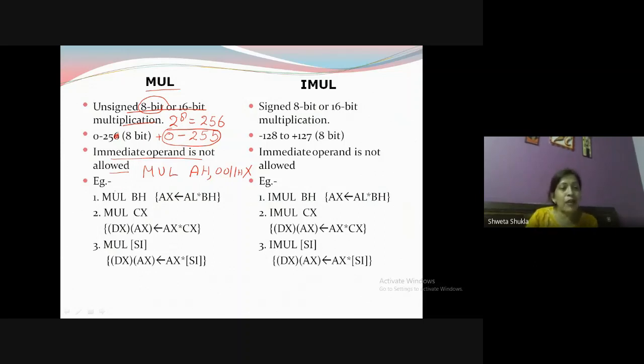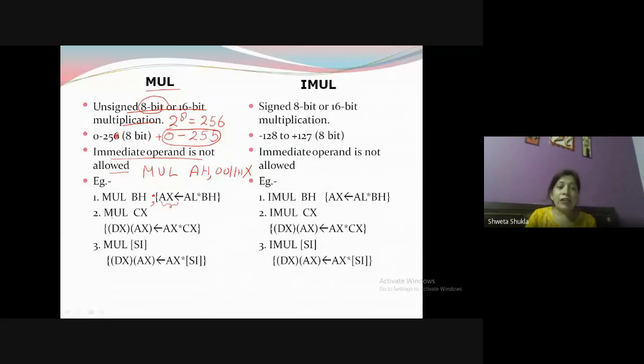So let's see an example of multiplication. MUL BH. This is the only instruction here. Remember this thing. That means if you are multiplying by BH, the contents present in the BH register will be multiplied with the content present in the AL register. 8-bit data will be multiplied with 8-bit data only. But since we multiply 8-bit data, the result will come out as 16-bit. So the result will be saved in the complete AX register.